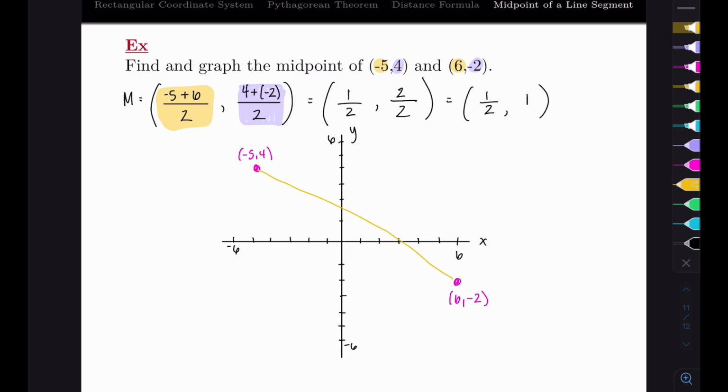So if I were to connect these with a straight line, and now I plot my midpoint, which is at 1/2, 1, it does indeed look like this line segment is exactly the same length as the other line segment.